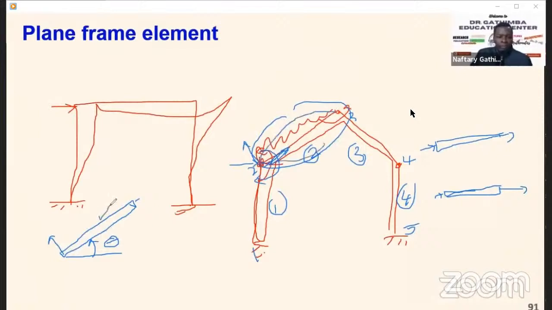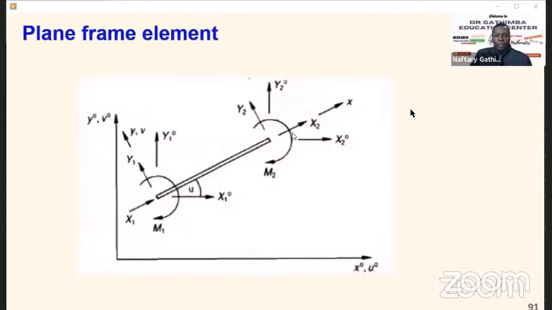This is the element I've extracted here, and this is what I'm starting off with. So this is the plane element. Plane meaning we are just considering it in the 2D Cartesian plane. We are not considering the depth. So it's not a space frame, it's a plane frame.